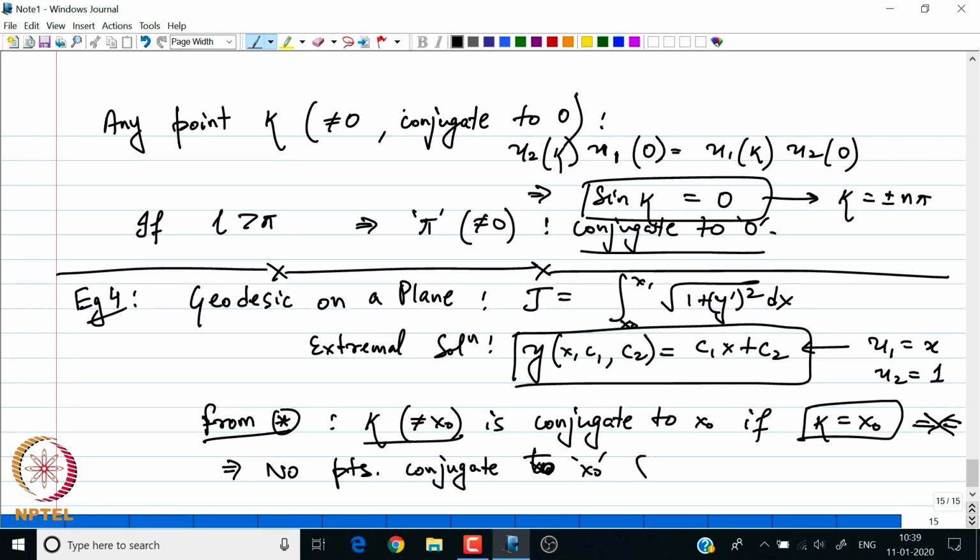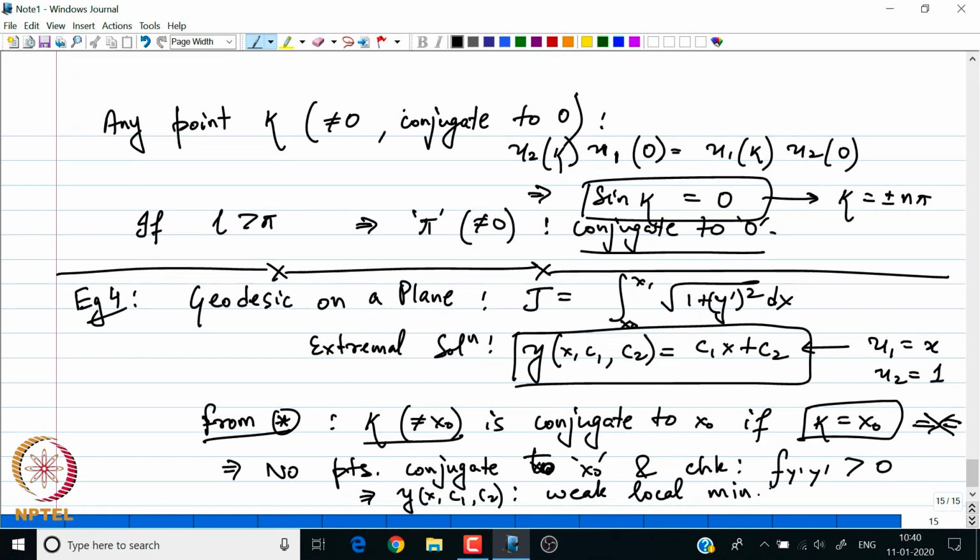Or in other words, further check that my strengthened Legendre condition is also satisfied here. Then it means that the extremal that we get, the straight lines, are a local minima, or a weak local minima, which means that y of x comma c1 comma c2 are weak local minima.